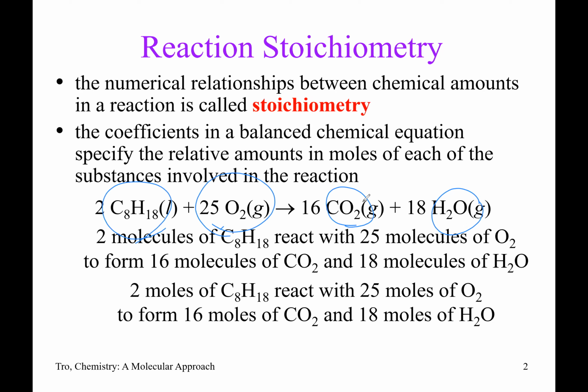And when you balance this equation, every carbon gives 1 CO2, and every 2 hydrogen gives 1 H2O. That's in general. So if you have 2 times 8, that's 16 carbon, it gives you 16 CO2. And you have 2 times 18, that's 36 hydrogen, it gives you 18 H2O. Just an observation that I thought might help you.